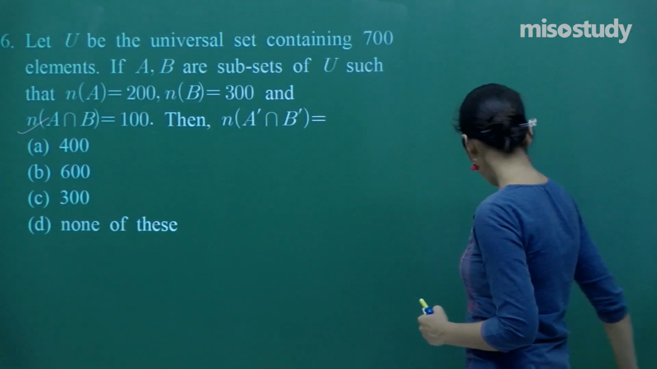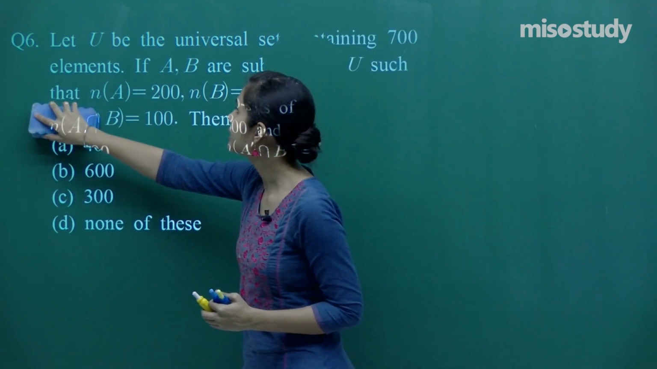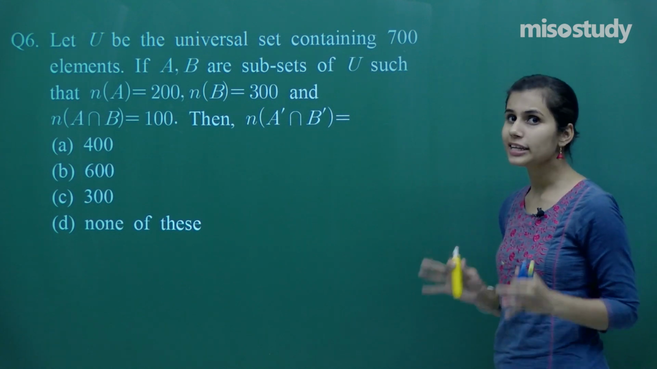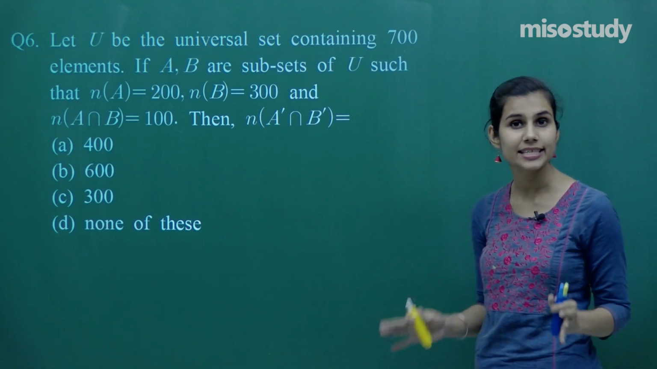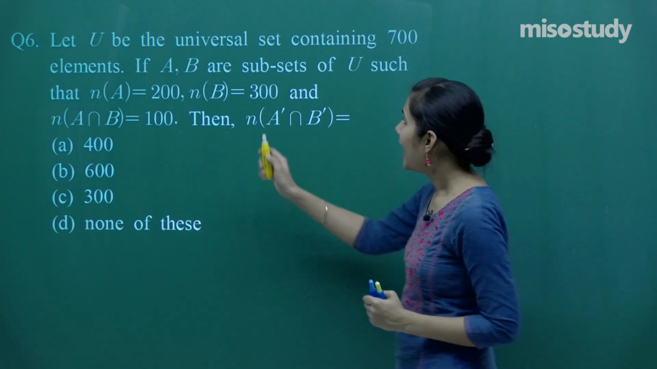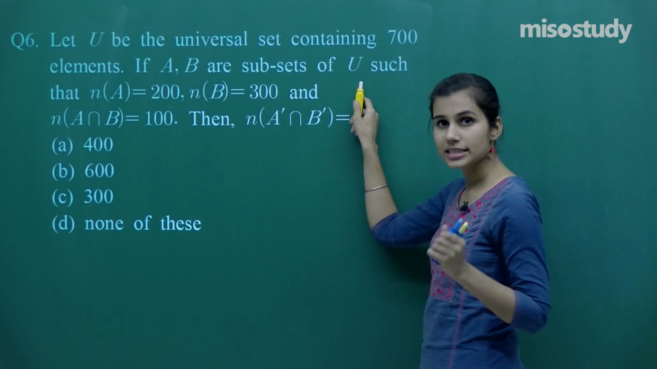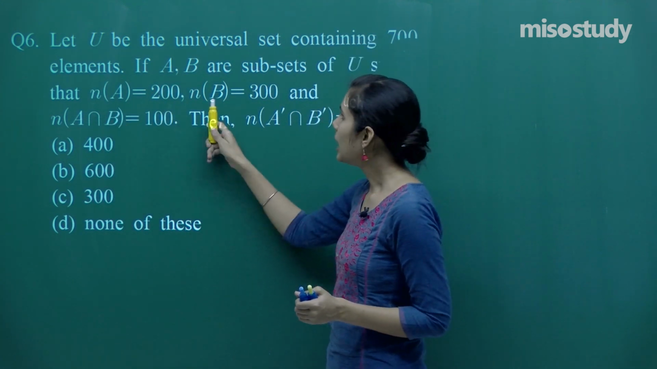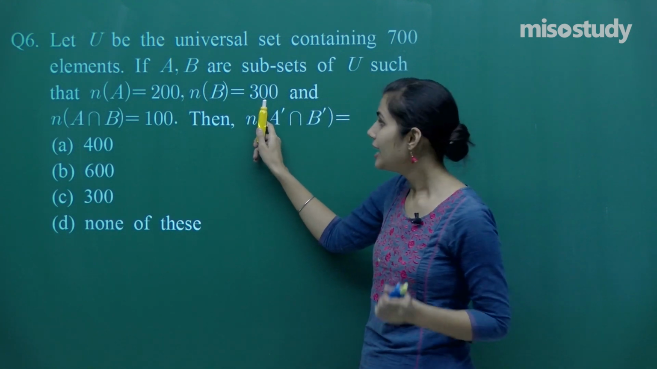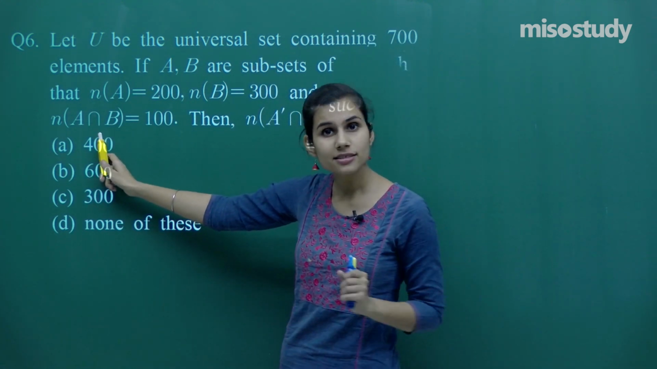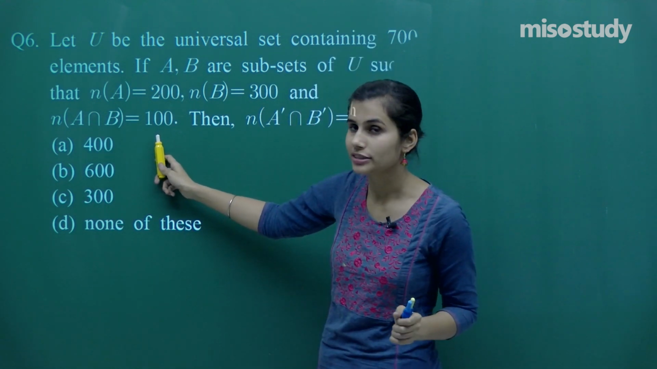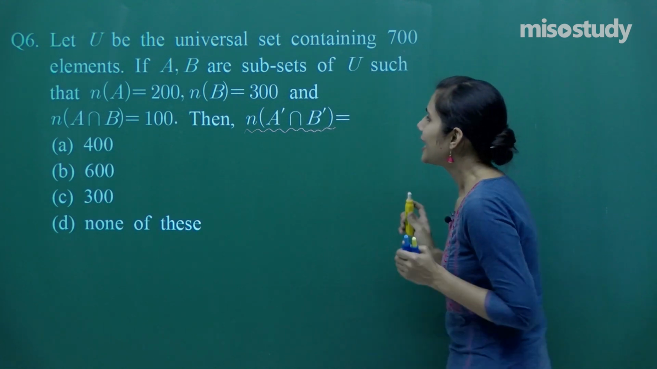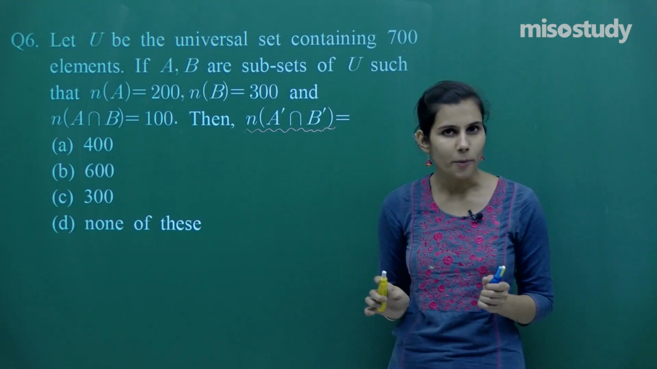This says that suppose U is a universal set containing 700 elements. I am already given how many members are sitting inside the set U. If A and B are subsets of the universal set such that number of members in A is 200, number of members in B is 300 and number of members in A intersection B is just 100, what do you think is the number of members sitting inside the set A complement intersection B complement?